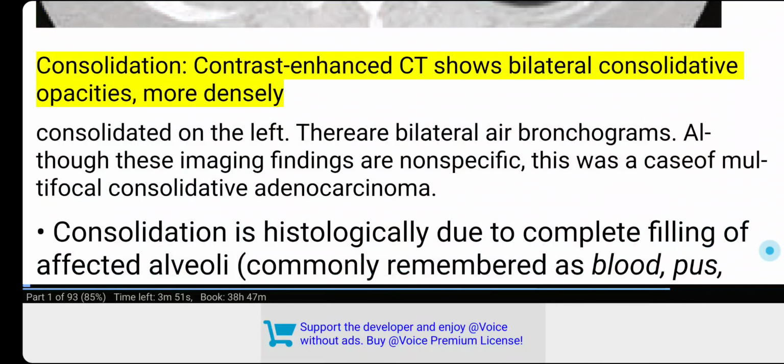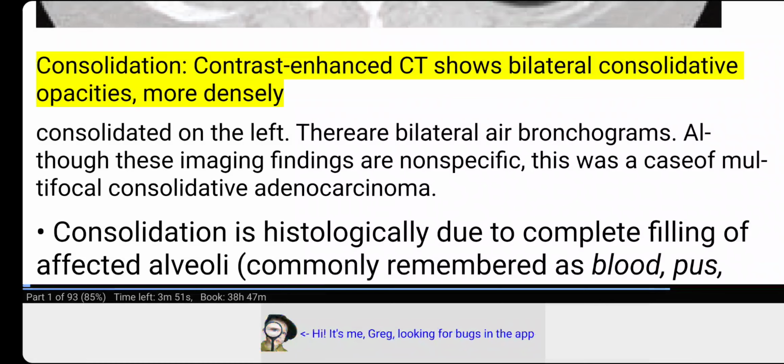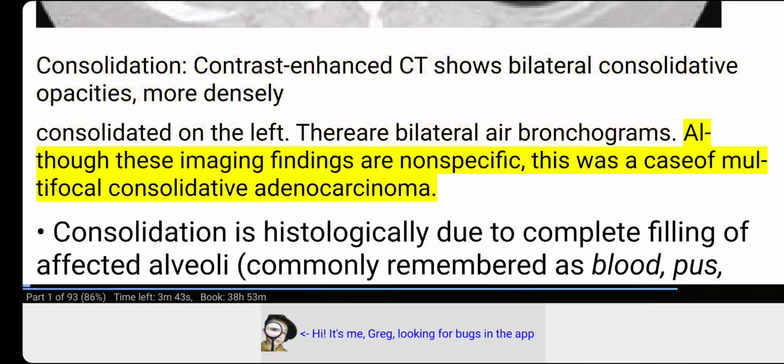Consolidation. Contrast-enhanced CT shows bilateral consolidative opacities, more densely consolidated on the left. There are bilateral air bronchograms. Although these imaging findings are nonspecific, this was a case of multifocal consolidative adenocarcinoma.